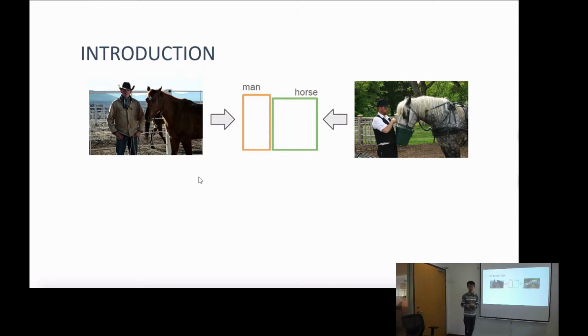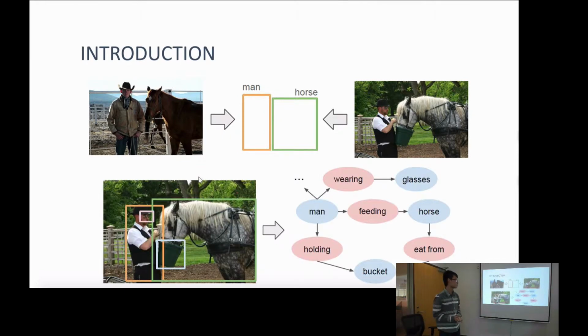However, the relationship of these two objects is different. For the first one, the man is standing by the horse, but for the second one, the man is feeding the horse. We would like to capture this kind of relationship so that we can answer questions like, what is this man doing? This man is feeding the horse, but this man is standing by the horse. So our goal of this paper is to extract this kind of graph.